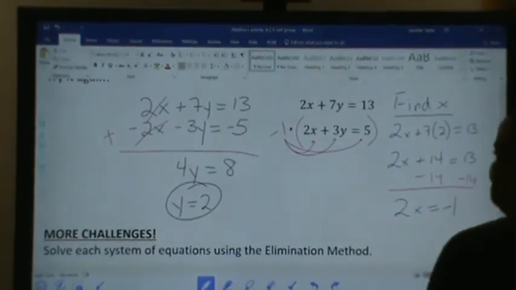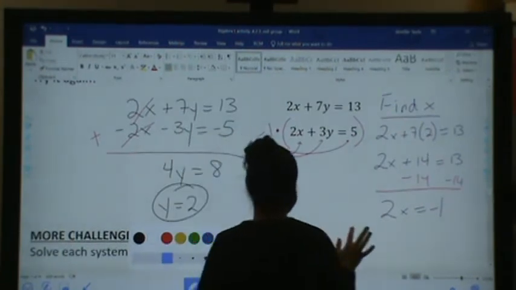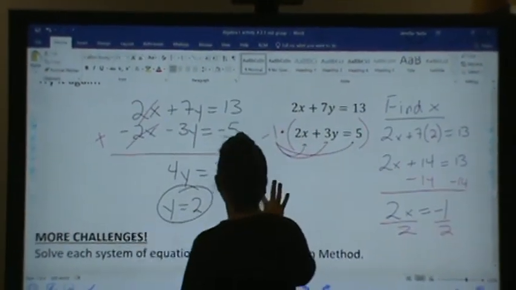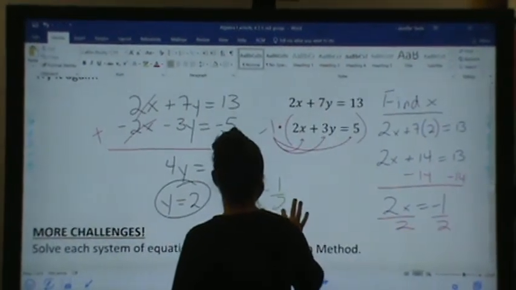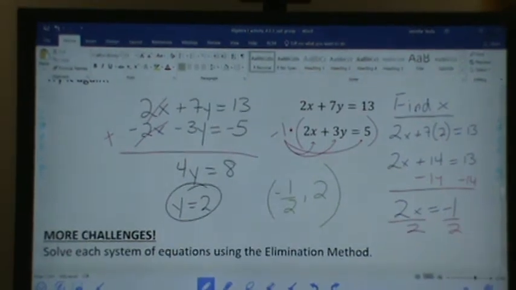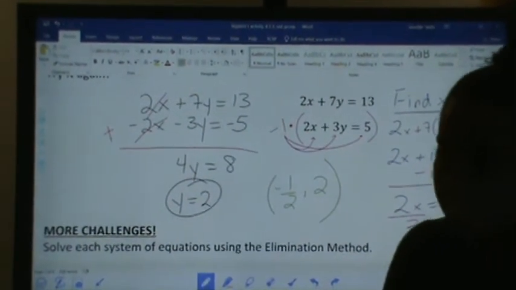Ooh, but what does that mean for our answer? It's going to be a decimal fraction. Does that matter? No. Okay. So just be aware, your answer, x is a negative 1/2, your y is 2. Make sure you write it like that. Don't be confused just because we found y first. You don't list it first.